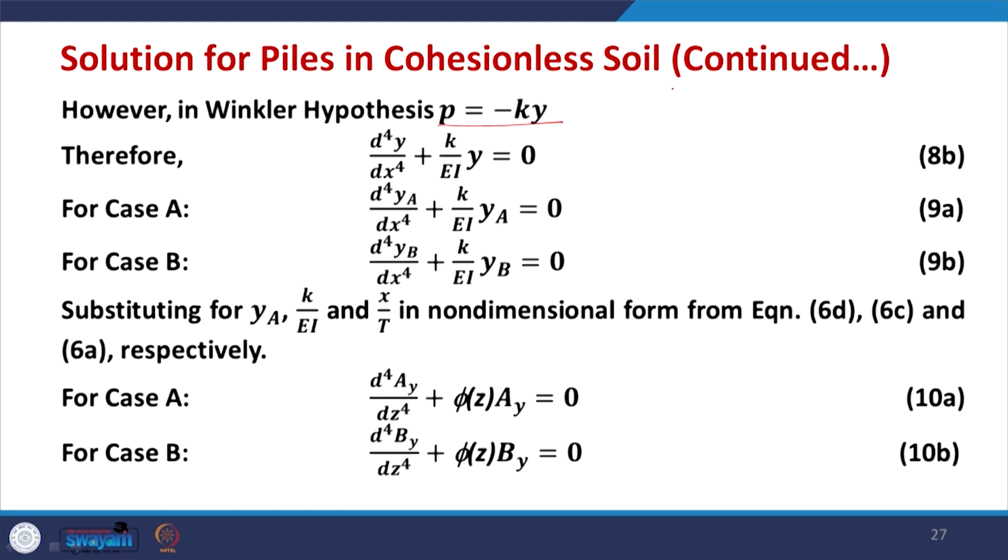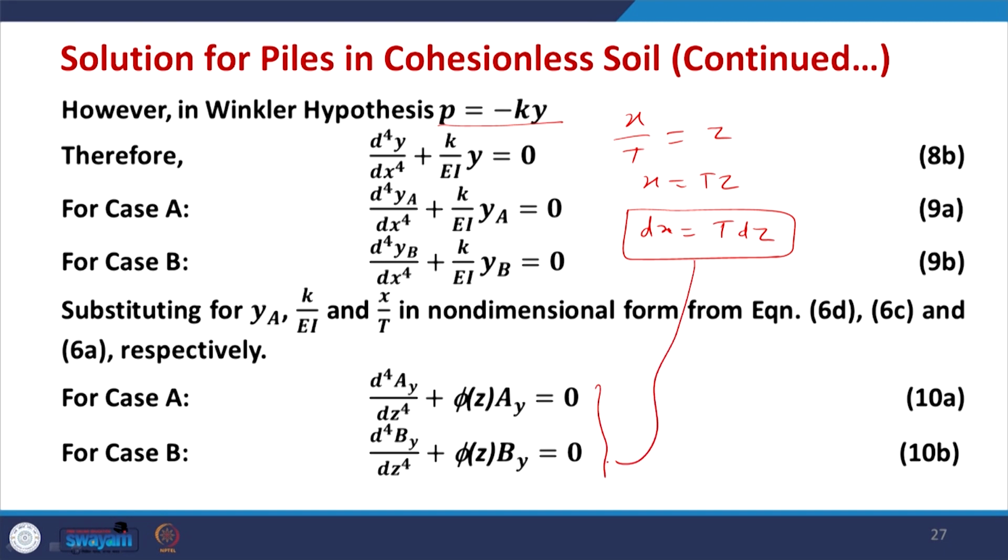I can show how it is coming: x over t is z, so x equal to tz, so dx will be equal to t into dz. This manipulation is done in the equation to get equations 10a and 10b. The difference between 9a and 9b and 10a and 10b is simply that they are represented in dimensionless form. Now the equations are converted in terms of z, and solving them will provide the values of ay and by.